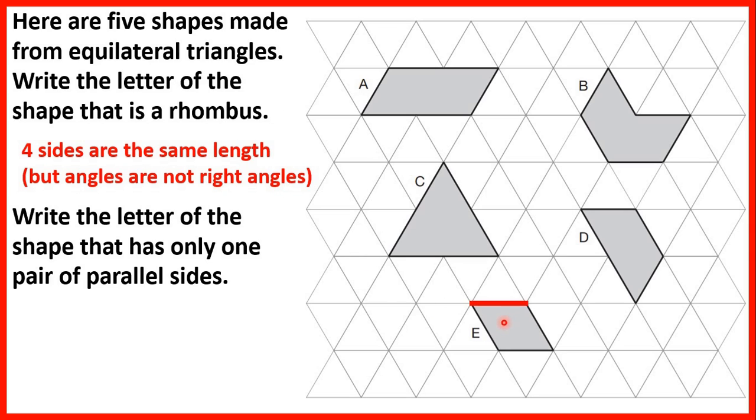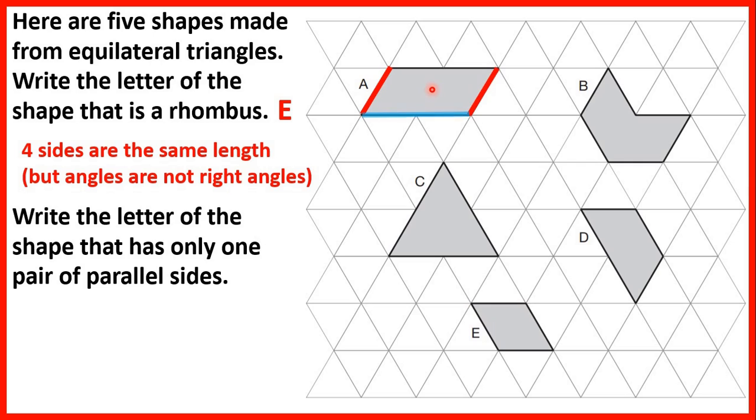So the rhombus is this shape here, because we have four sides which are all the same length, but the angles are not 90 degrees. So that's shape E. Now write the letter of the shape that has only one pair of parallel sides.